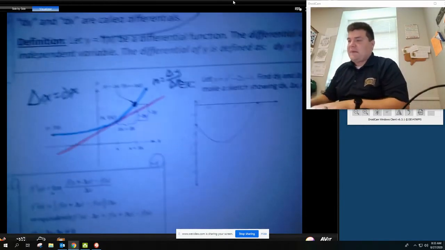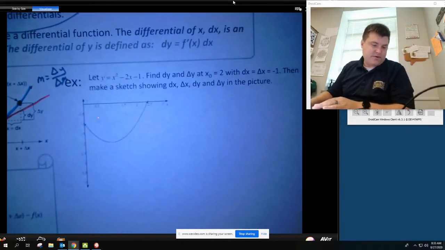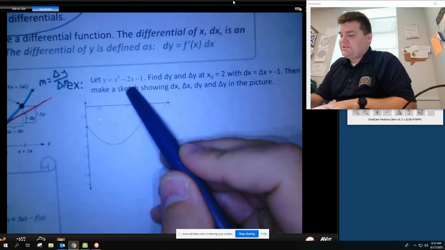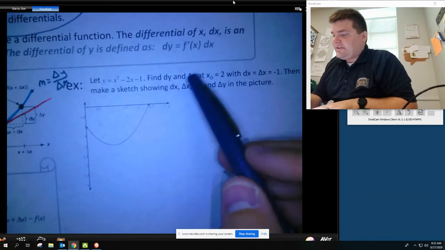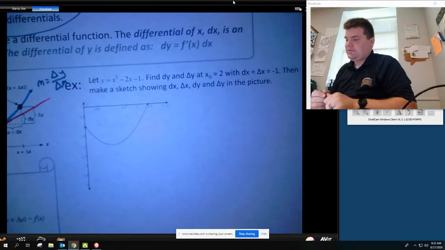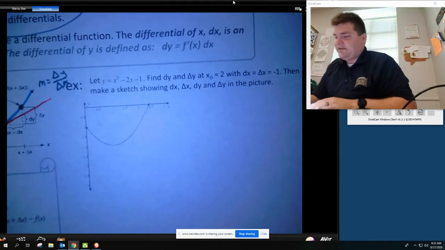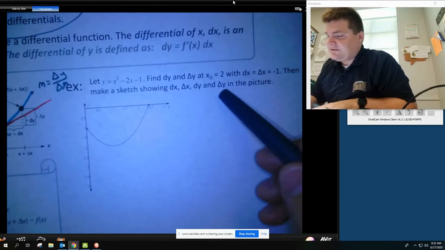So let's get to some application parts of this and hopefully make some sense of it. And I'm going to draw this out all in this picture right here. So we're going to let y equals x squared minus 2x minus 1, which is going to be this curve right here. We need to find dy and delta y at 2, okay? And then we're going to let dx, delta x equal -1, and then make a sketch showing dx, delta x, dy, and delta y in the picture.